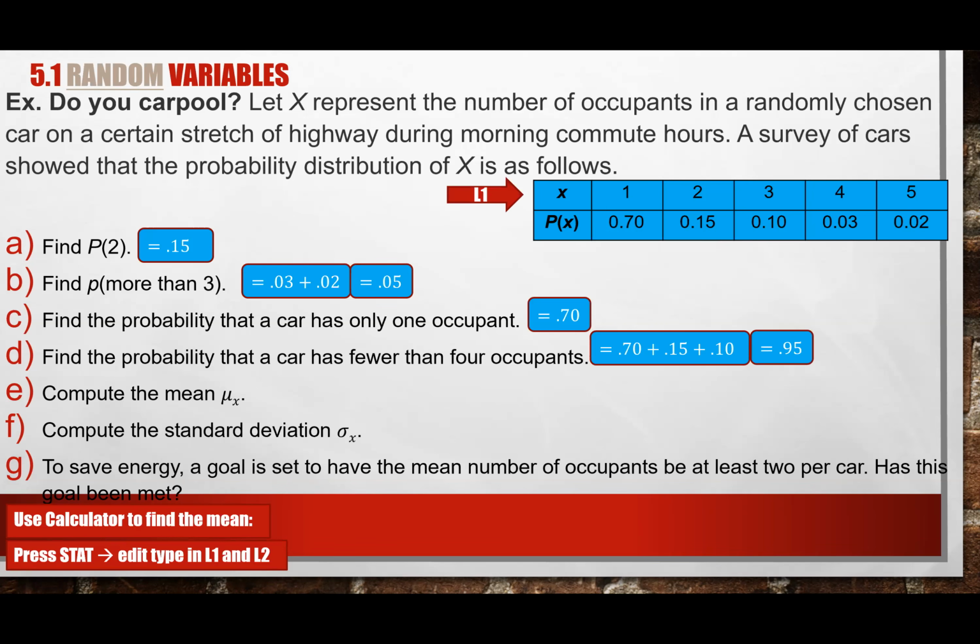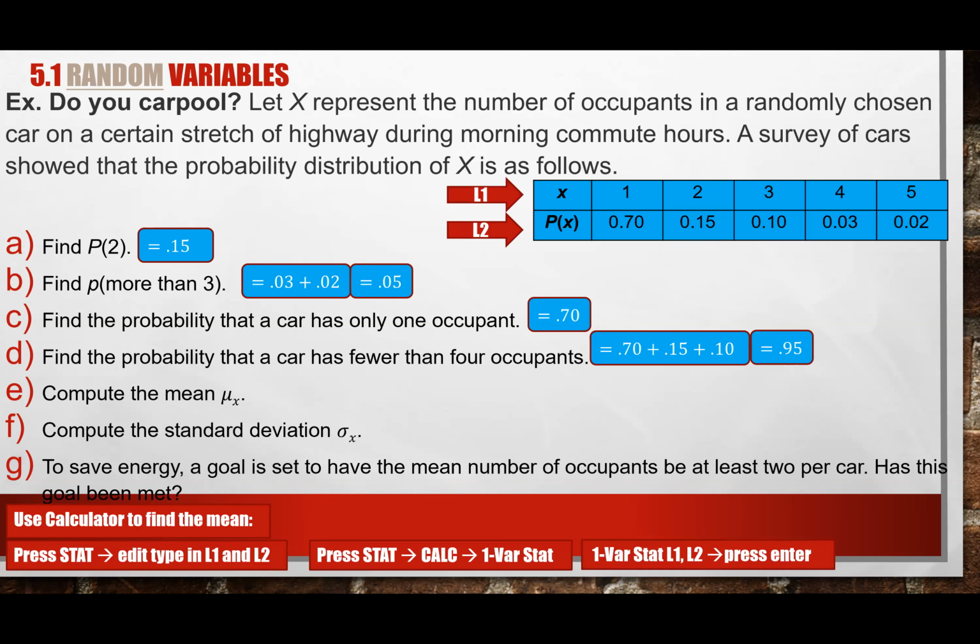Reminder, L1 is your data and L2 is your probability. Once you have your data in L1 and L2, all you need to do is press stat, then calculate and 1-Var Stats, and then you just press enter, right?